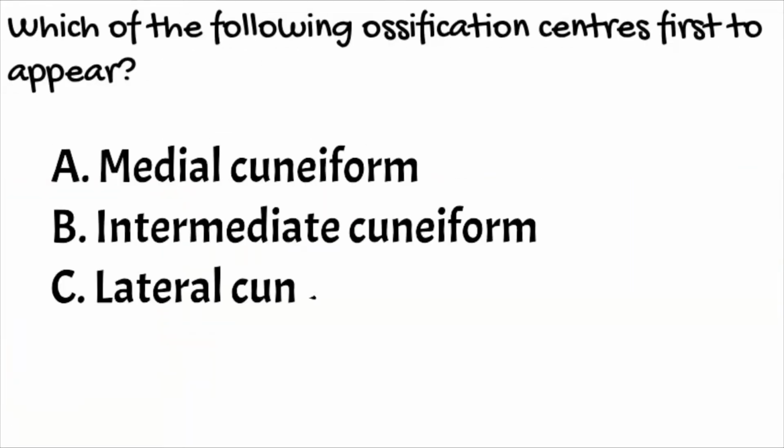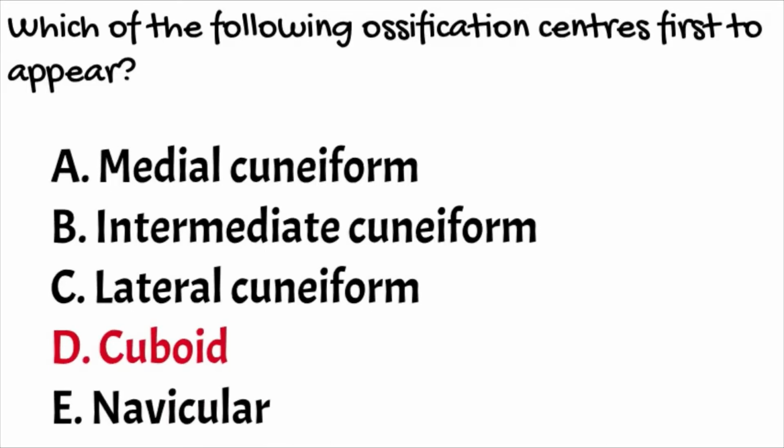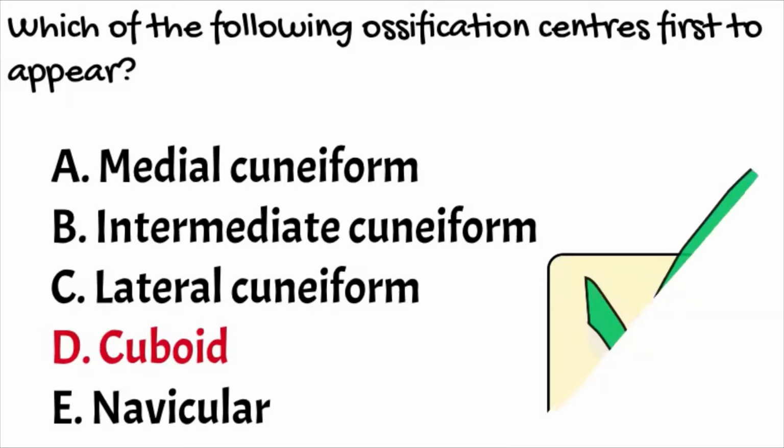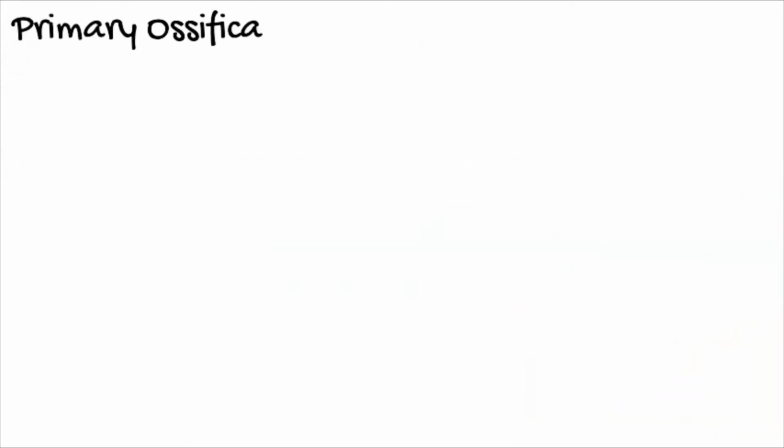And the answer is D. Cuboid. What's the reason for this? Let's find out. Primary ossification centers present at birth.